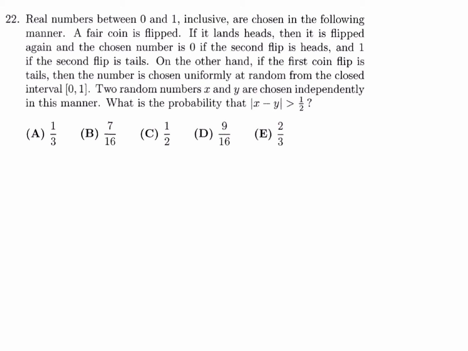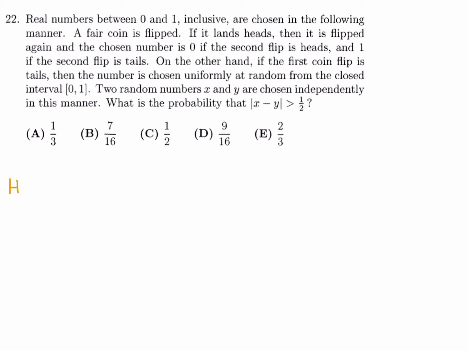Real numbers between 0 and 1 inclusive are chosen in the following manner. A fair coin is flipped. If it lands heads, then it is flipped again, and the chosen number is 0 if the second flip is heads, and 1 if the second flip is tails. On the other hand, if the first coin is tails, then the number is chosen uniformly at random from the closed interval 0, 1. Two random numbers, x and y, are chosen independently in this manner. What is the probability that the absolute value of x minus y is greater than 1/2?